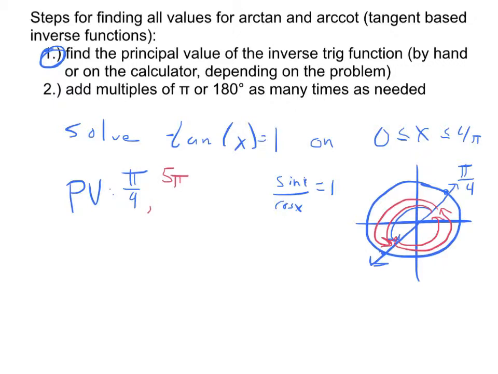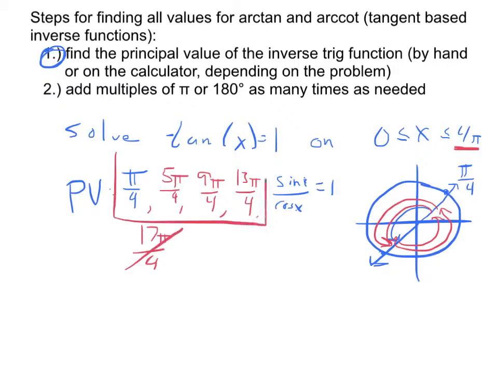I'll end up with 5 pi over 4, and then 9 pi over 4, and then 13 pi over 4. The next one after that would be 17 pi over 4. But 17 pi over 4 is larger than the end of the interval, so I don't need that one. This equation, it turns out, has 4 solutions on the interval that was given. And that's what it is.